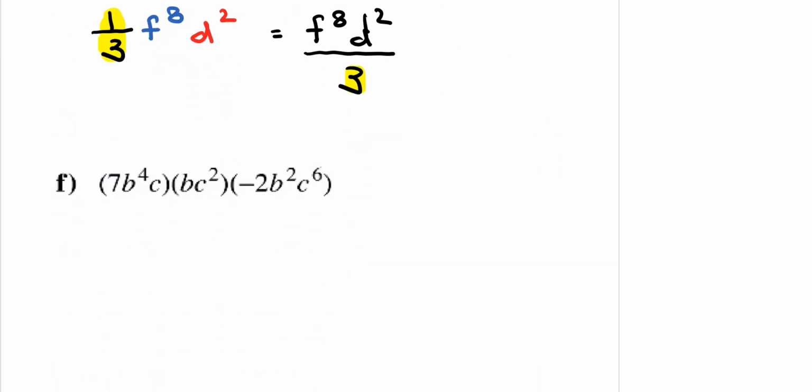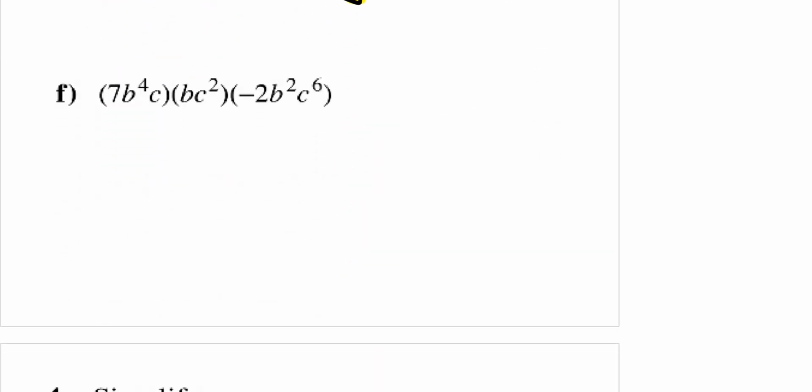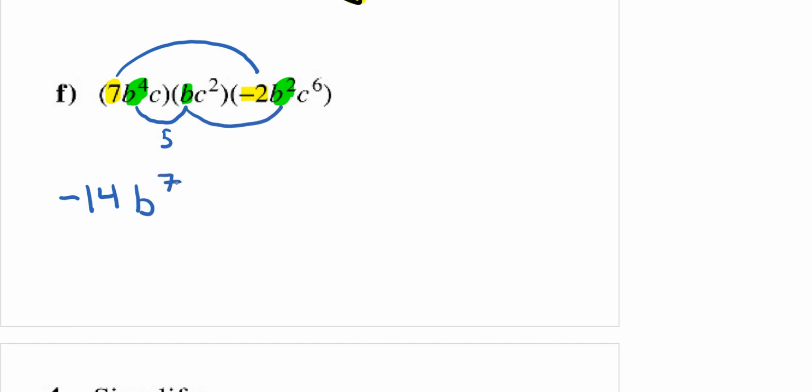Okay, so we want question number 3F here. So let's look at the numbers here. The numbers are 7 and -2. So if I multiply 7 and -2, that gives me -14. Okay, now b^4, b, and b squared. So we're just adding the powers, right? So 4 plus 1 is 5. And then 5 plus 2 is going to be 7. So that's going to be b to the power of 7.